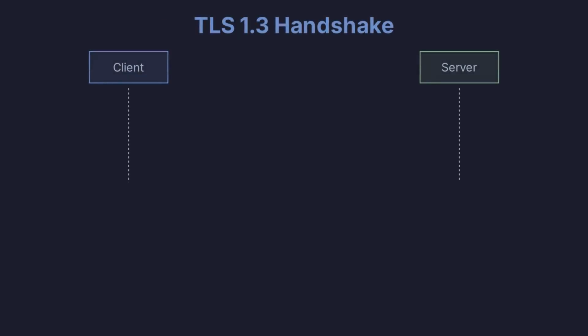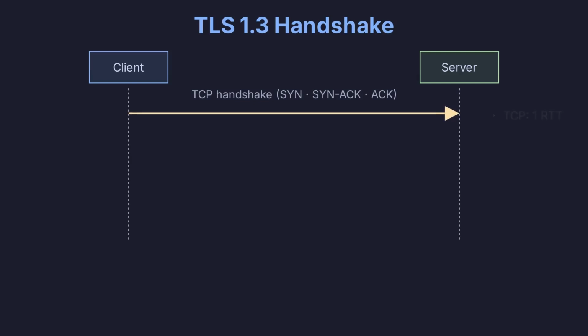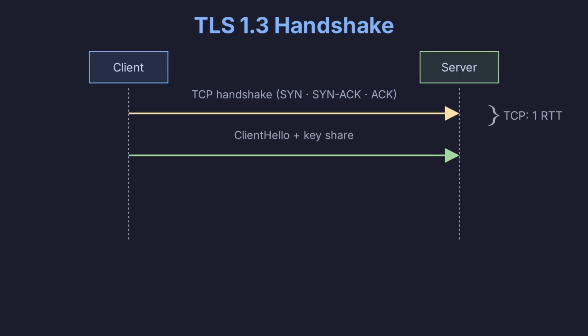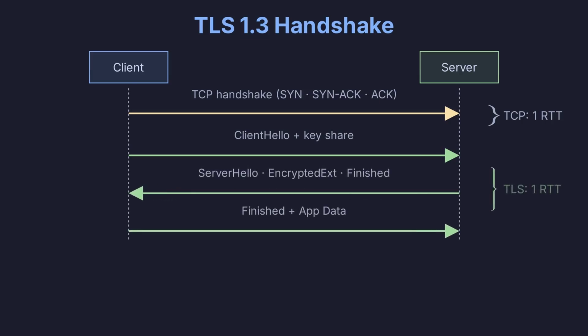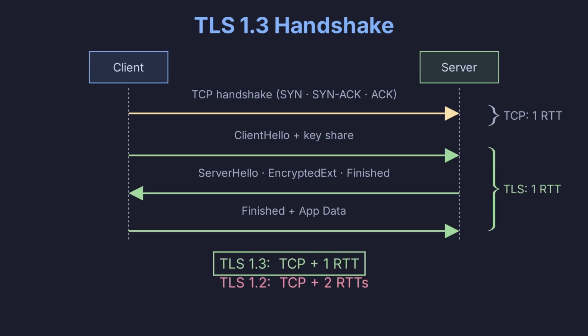TLS 1.3 crunches this to a single extra round trip. The client already includes its Diffie-Hellman key share in the initial hello. The server, upon receiving it, can compute the session key immediately and respond with its own key share, encrypted extensions, and finished message, all in one flight. The client acknowledges with its own finished, and application data can follow. So with TLS 1.3, you pay 1 RTT for TCP and 1 for the handshake, cutting the setup time nearly in half.